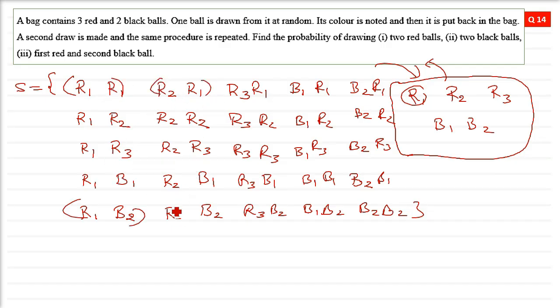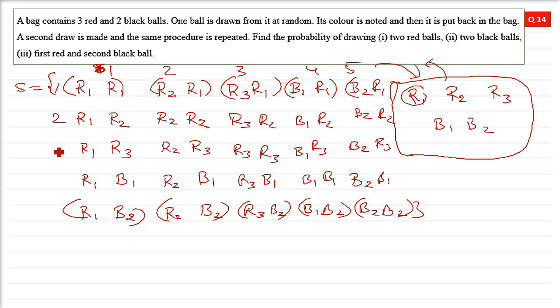So there are 1, 2, 3, 4, 5 rows and 5 columns, and these 5 rows and 5 columns represent all the possibilities when the first ball is drawn and then the second ball is drawn with replacement. In a sample space, the number of elements is counted by number of rows multiplied by number of columns. So 5 rows and 5 columns. The number of elements in the sample space will be 5 multiplied by 5, which is nothing but 25.